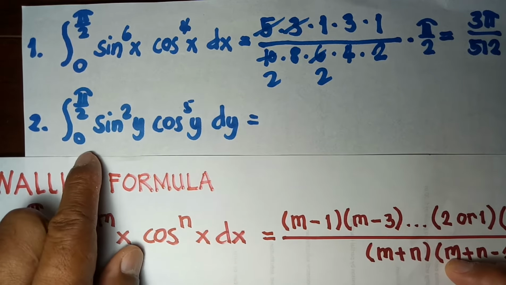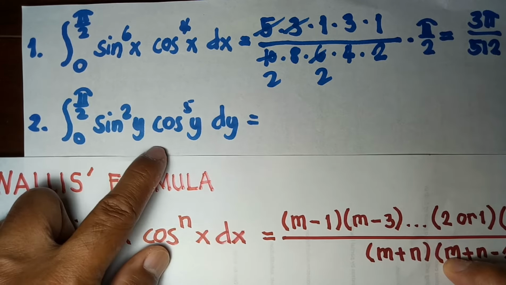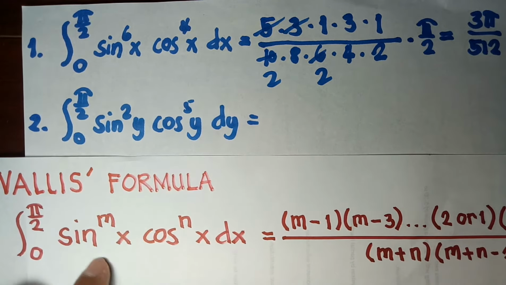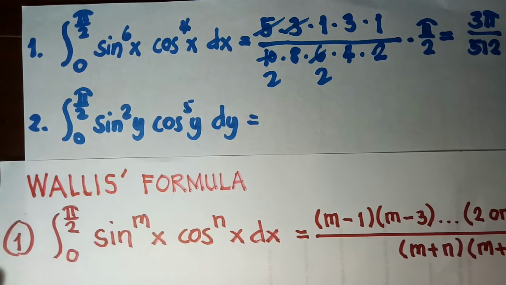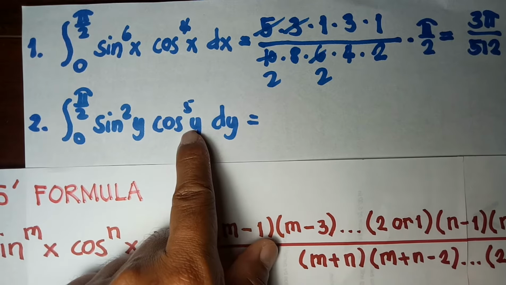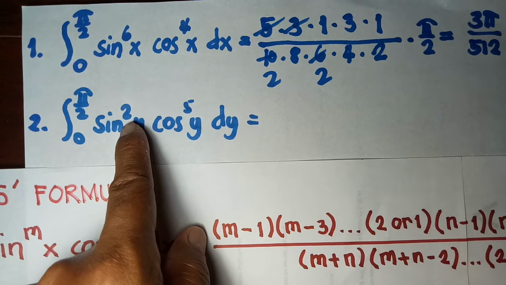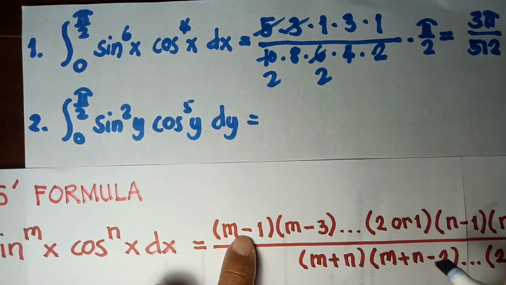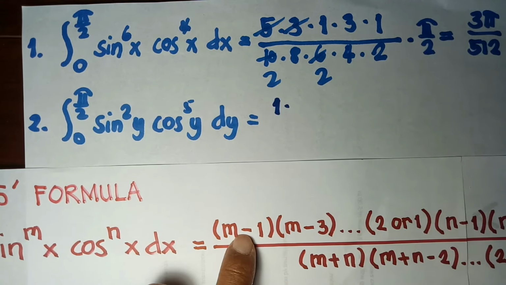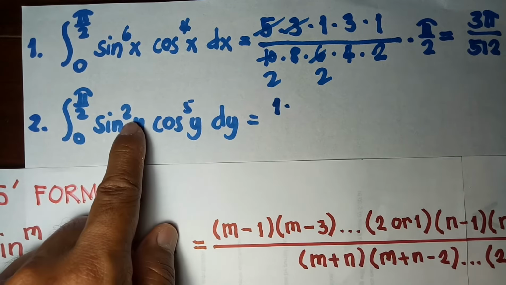Next, example number 2. Integral from 0 to pi over 2 of sine squared y cosine to the fifth of y dy. So, gamit ulit itong ating equation number 1, this integral will be equal to, ngayon naman, yung ating m ay 2. So, yung unang term ay 2 minus 1, and 2 minus 1 equals 1. So, dahil narating na natin yung difference na 1, ay tapos na tayo para sa exponent na yon.